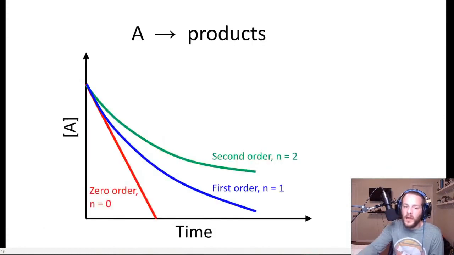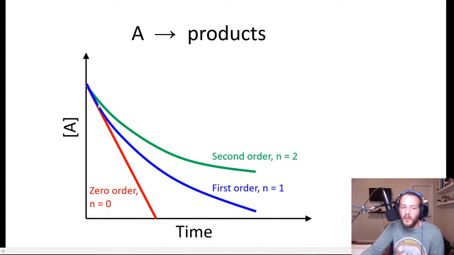So what do these look like? This is what they would look like in terms of a concentration versus time curve. The curve shown in red is for a zero order reaction, the blue one is for first order, and the green one is second order. Notice that no matter what the concentration is, the slope of the zero order curve doesn't change. But for the first and second order, the slope of the curve does change depending on what your concentration is.